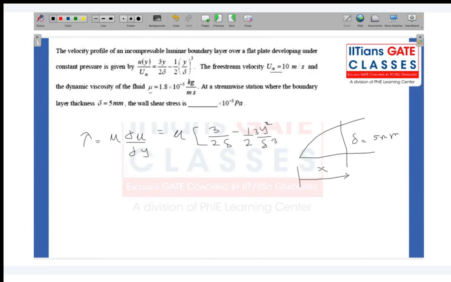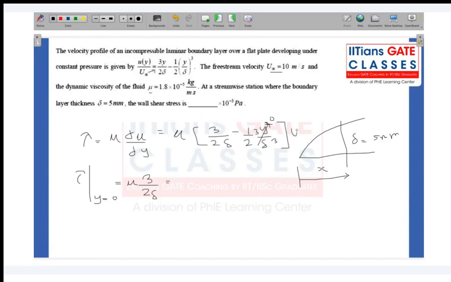Right. And you want wall shear stress. So this needs to be evaluated at y equals 0. Okay. You want to evaluate the stress exactly at the location of wall. So when I substitute y equals 0, this goes to 0, and this will become mu into 3 by 2 delta. And you have, sorry, this into u infinity. So there's a u infinity to be multiplied over here.